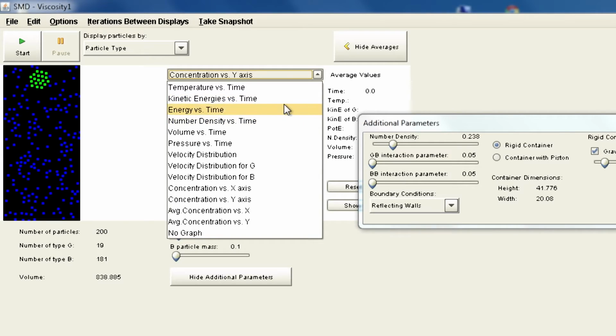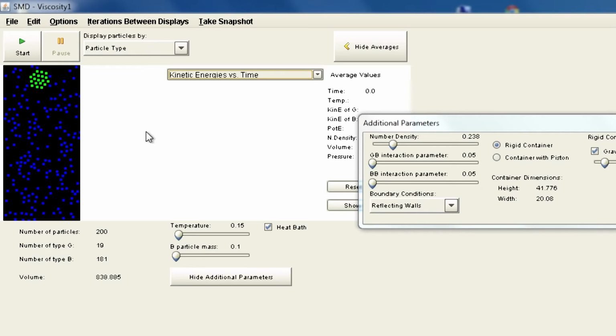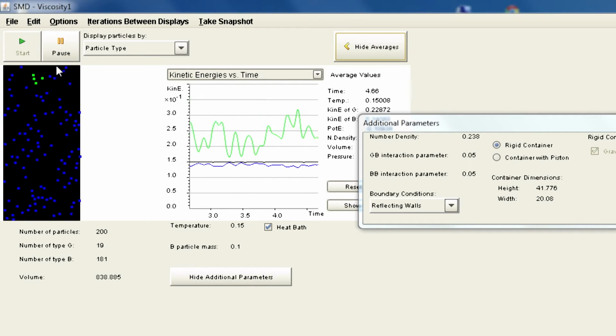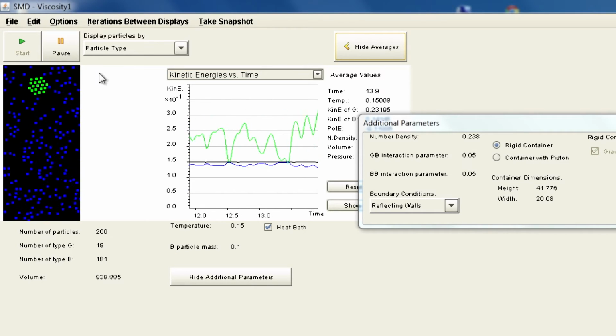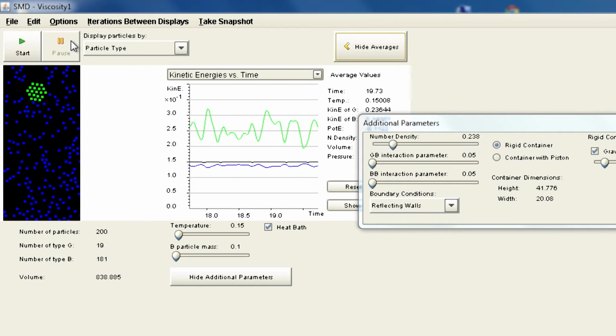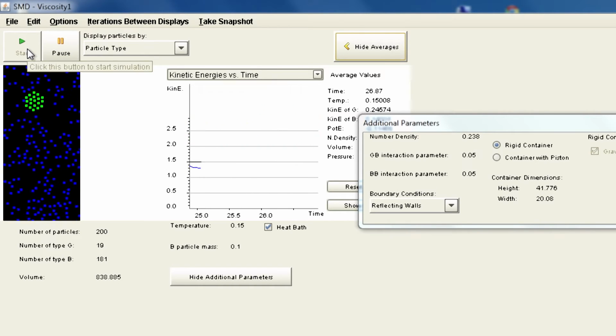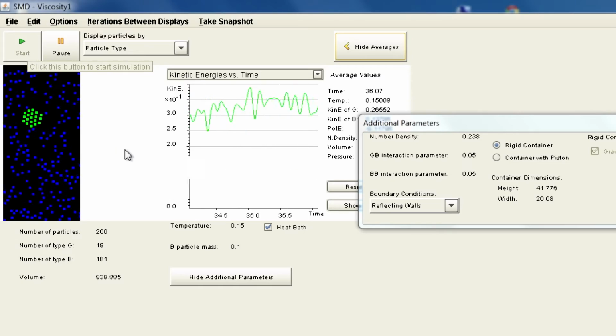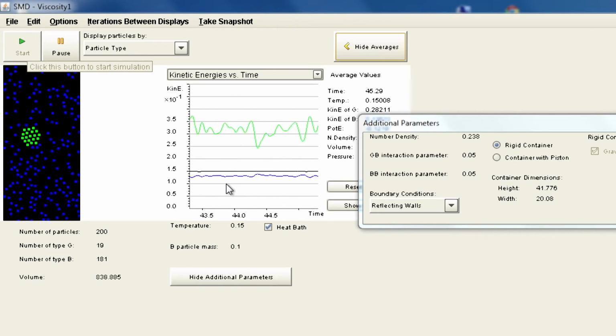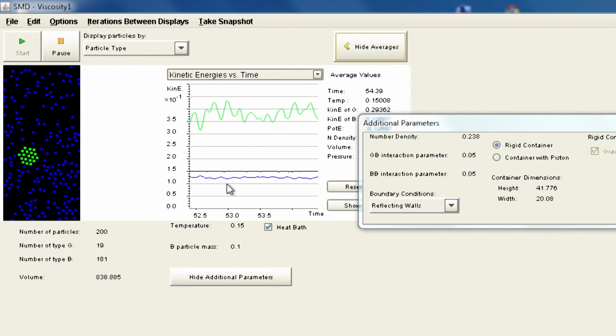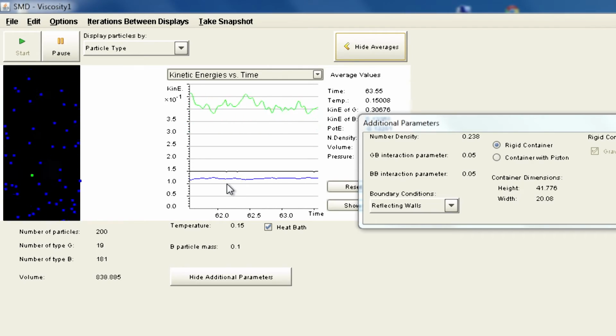So, now let us look at kinetic energy versus time and start this system again. Now, you have several kinetic energies. So, let me pause it. This is for the green kinetic energy. Now, you are looking at the blue particles. So, let us do it again. You can see the fluctuation of the green particle as it interacts with the blue particles in the gaseous phase, where it is moving through.